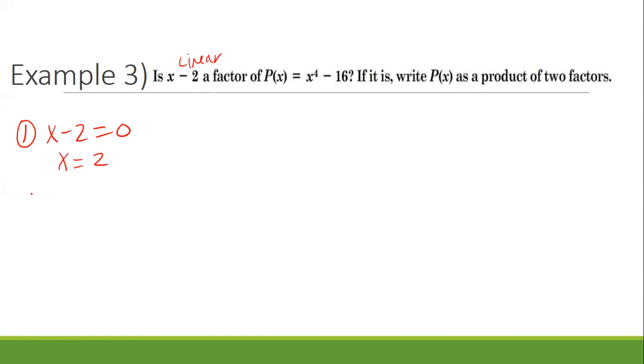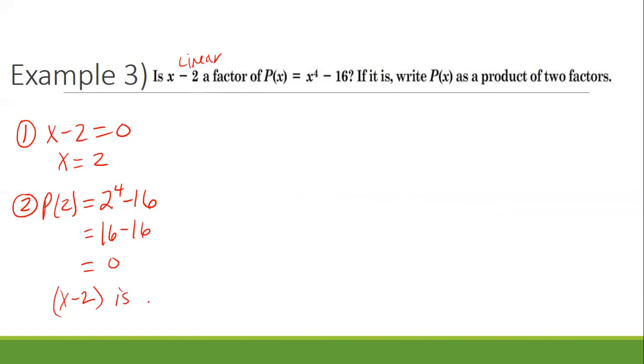Agreed? Step 2 tells me to take that value and plug it into the polynomial. So we're looking at P of 2. So that gives me 2 to the 4th minus 16. Well, 2 to the 4th is 16. 16 minus 16 is 0. So I got a 0. So I know that x minus 2 is a factor.